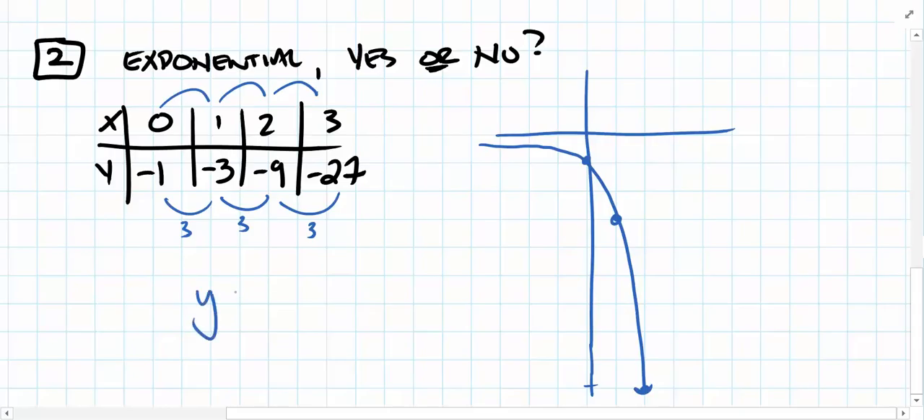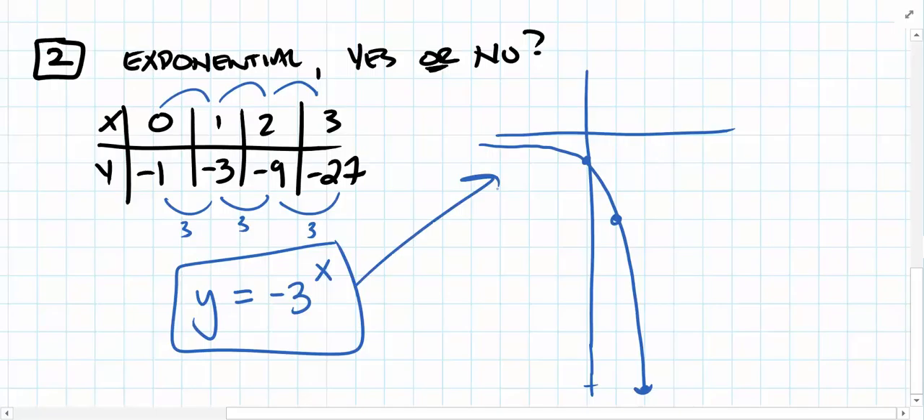Negative 3 to the x. And that would give us that graph right there, right? The value of a would be negative 1. The value of b would be 3. Does that make sense? So far, so good?